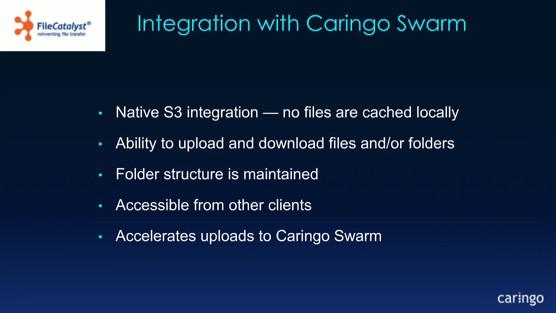And the most important feature of this is being able to accelerate your content, your transfers between the remote location and Caringo Swarm. Using FileCatalyst, we leverage UDP technology to get that acceleration to Caringo, and so this way, as you're remote, you can pull and push as much content as fast as you wish.